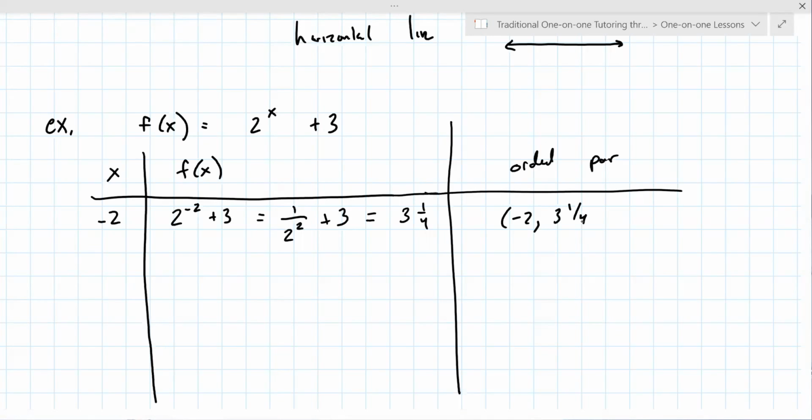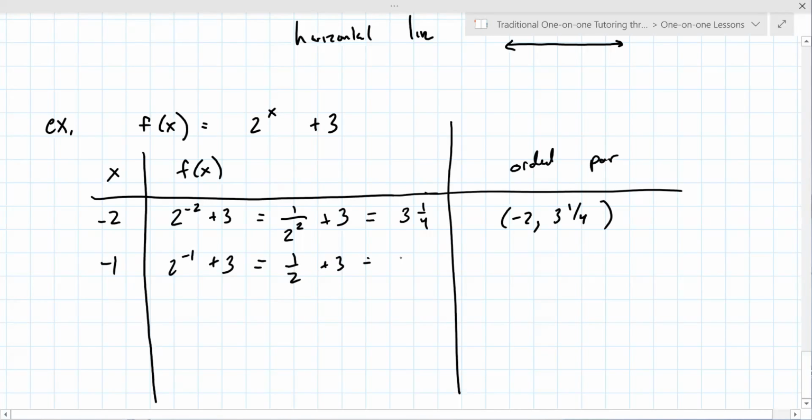So now for next, -1, your approach here would become 1/2 plus 3, which equals 3 1/2. So -1, 3 1/2. And then for 0, 0 always becomes 1. Anything to the 0 power is 1. So then would it just be 1 plus 3? Yes. Okay.